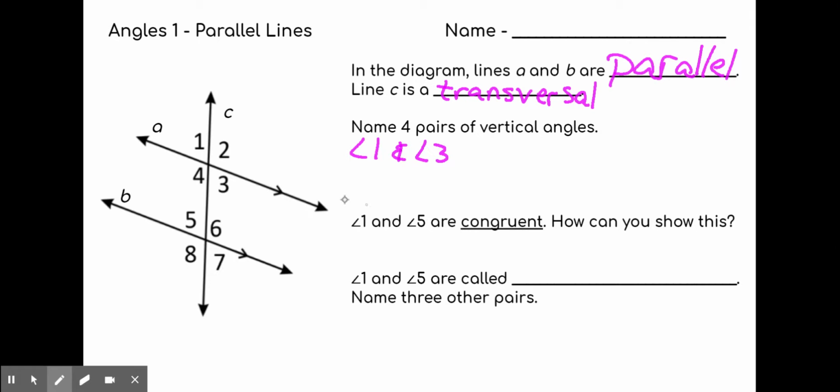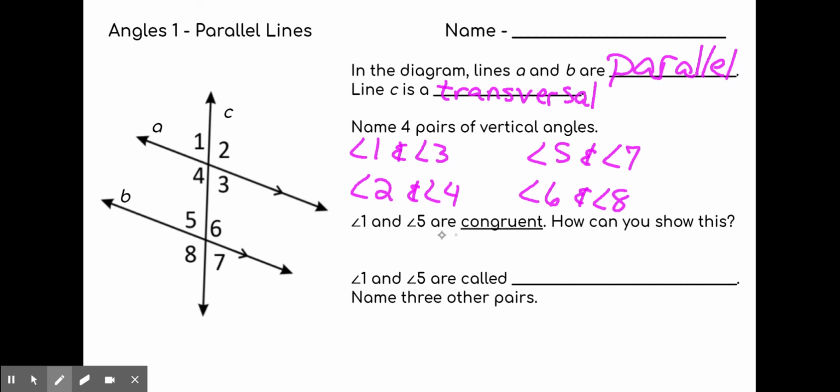Can you name another pair? I see angle 2 and angle 4. I see angles 5 and 7. They're across from each other. They are vertical angles. And that leaves the fourth pair of angle 6 and angle 8.